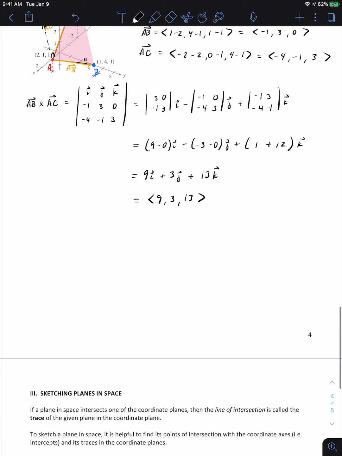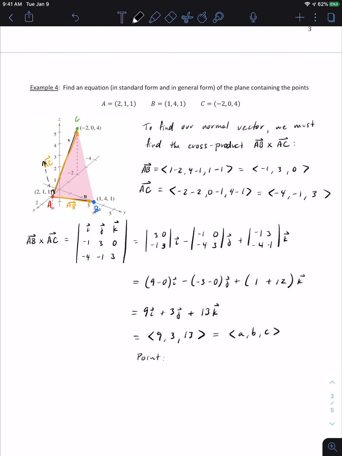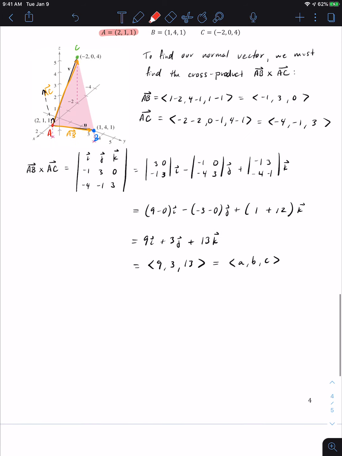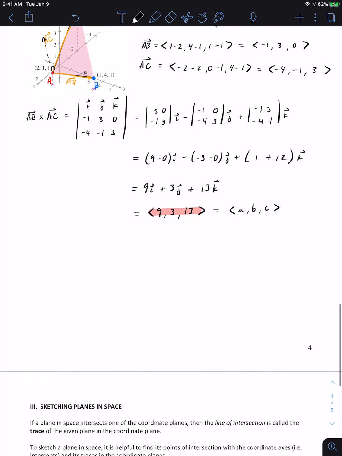So this is my vector, my normal vector that has A, B, and C coordinates, right? And remember my point, we could choose any of these 3 points. So for my point, let's go ahead and we'll just choose the first one, because maybe that's easier to pick, right? So this is my vector, this is my point. So now I write the equation of a line in standard form. Or not line, equation of a plane.